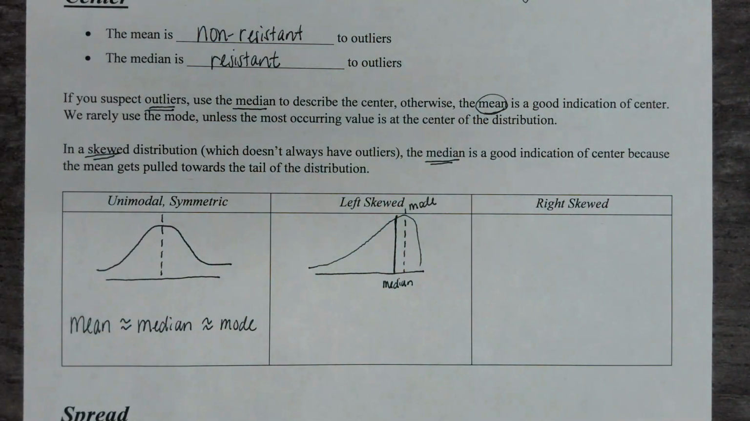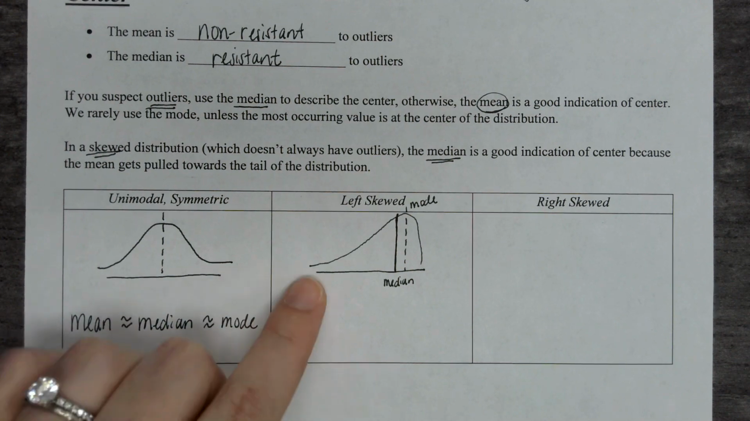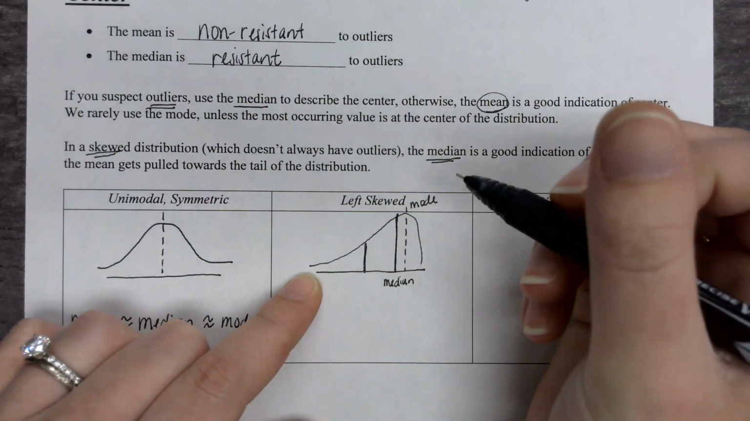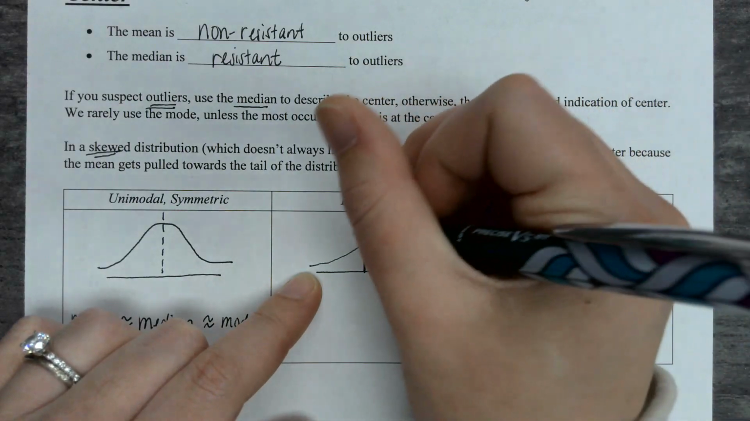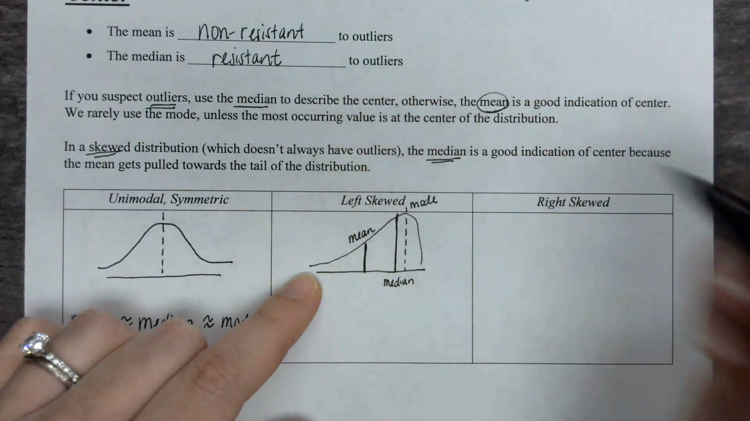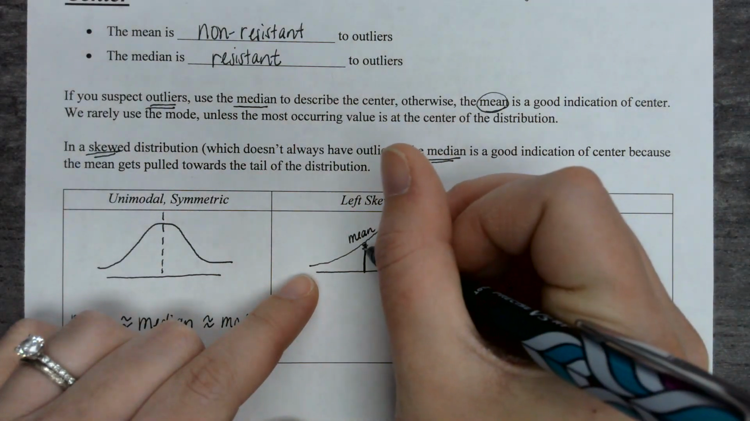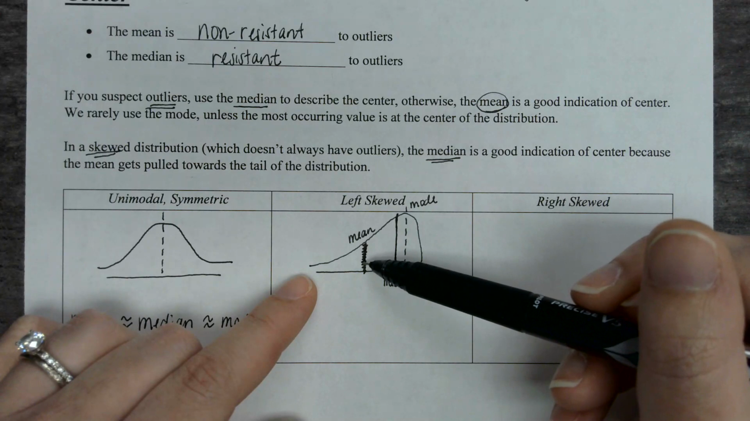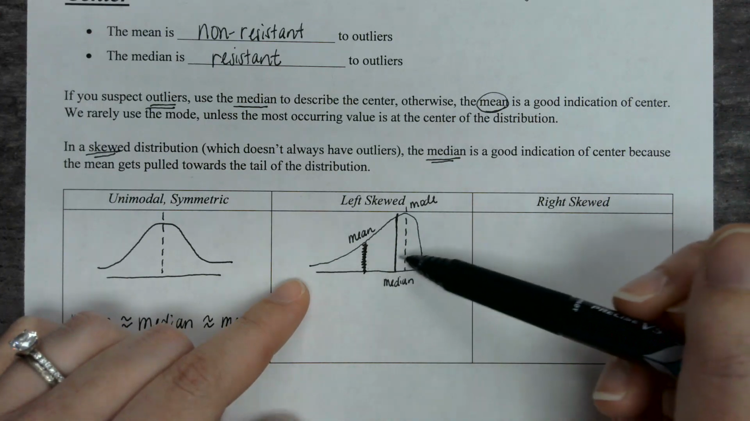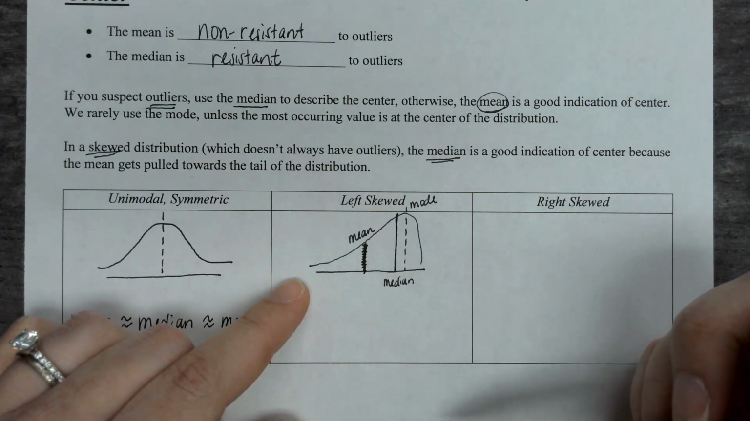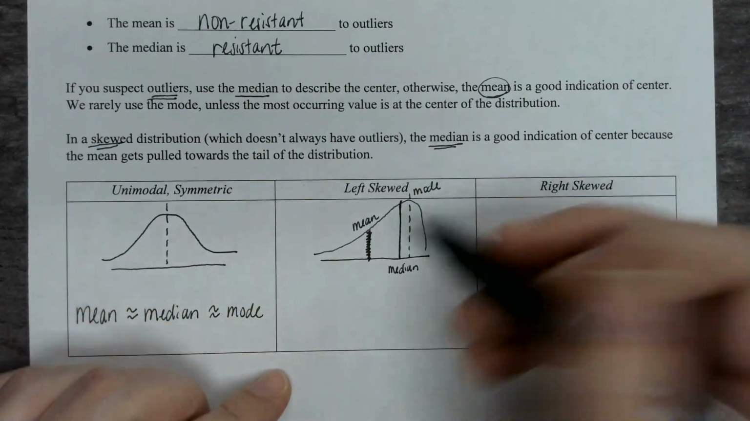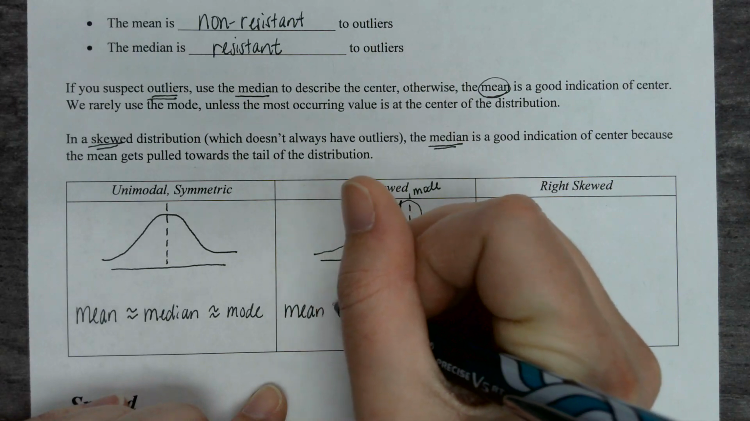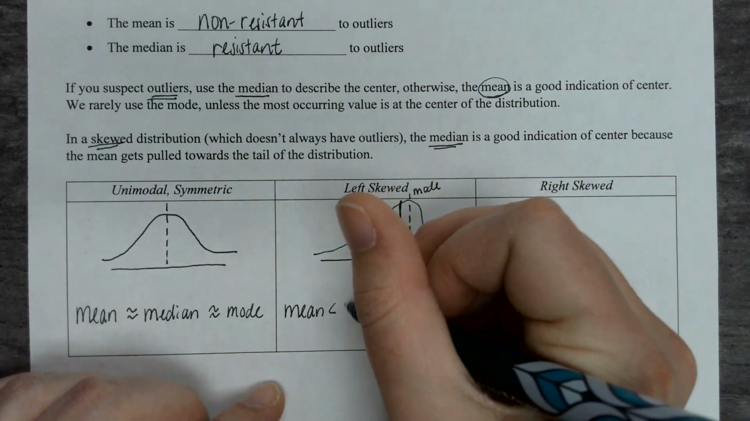But the one that's going to be drastically affected by these low values is my mean. My mean is going to get pulled towards that tail even more than my median. So here is going to be my mean. Now, looking at my mean right here, it is going to be the lowest of my measures of center. So when we're comparing the three, my mean is going to be my lowest, which is going to be less than my median.